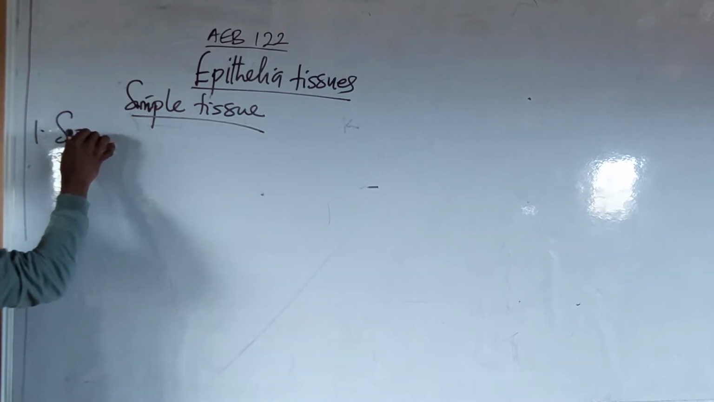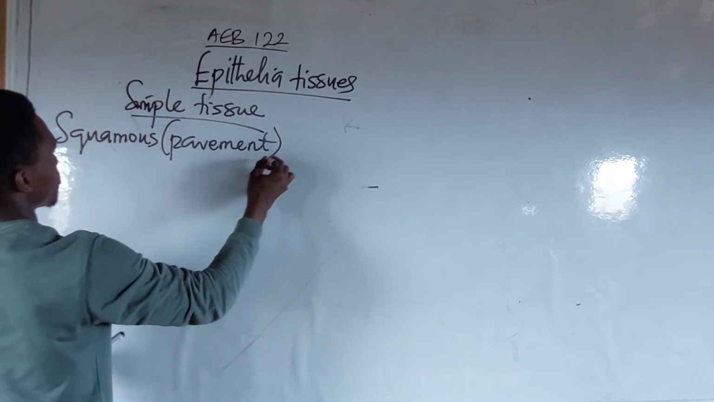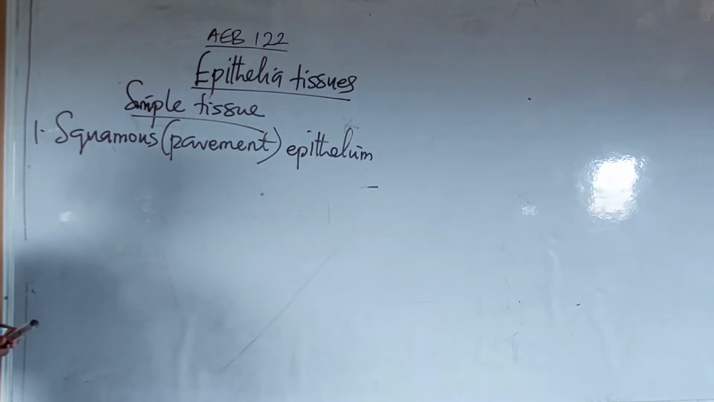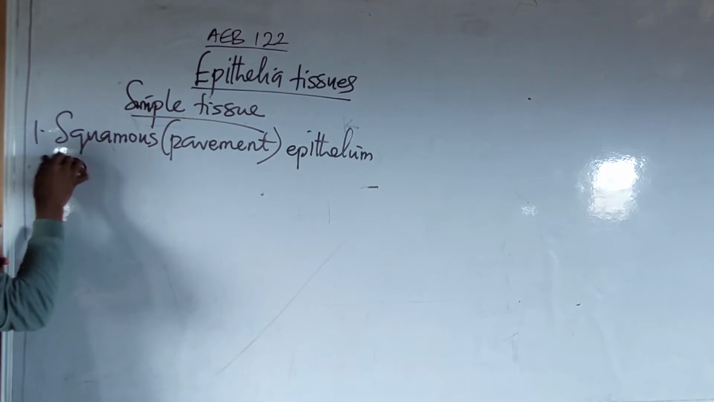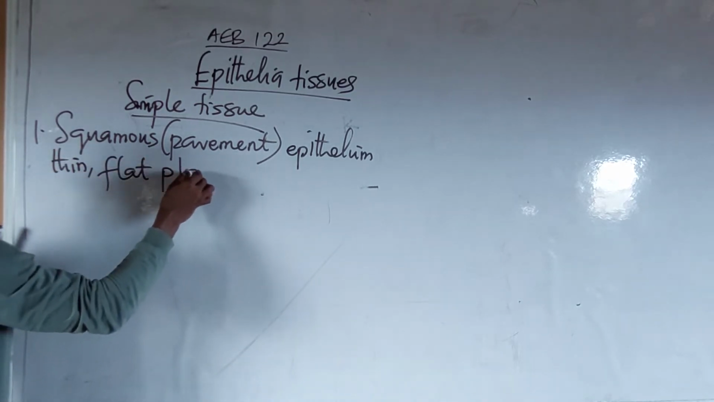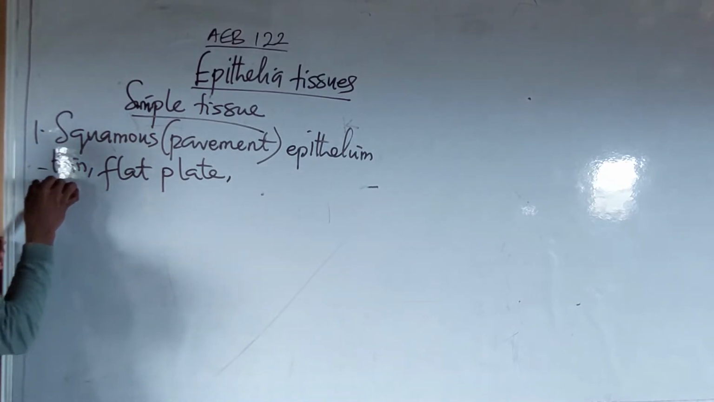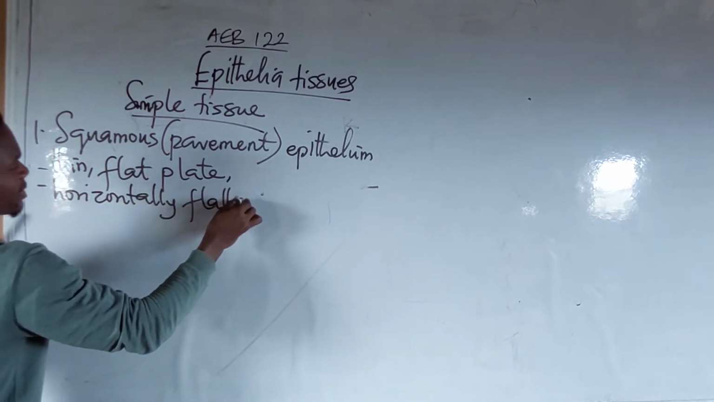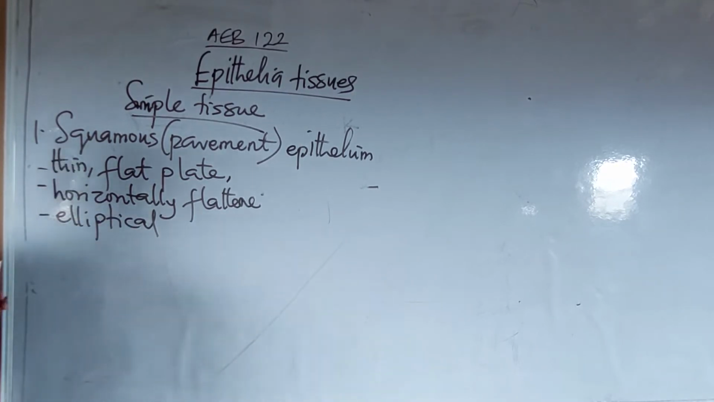One, we have squamous or pavement epithelium. Now, this squamous or pavement epithelium has the appearance of a thin flat plate, and the nucleus is horizontally flattened, and the nucleus is also elliptical. Please, these are the three characteristics of squamous or pavement epithelium.